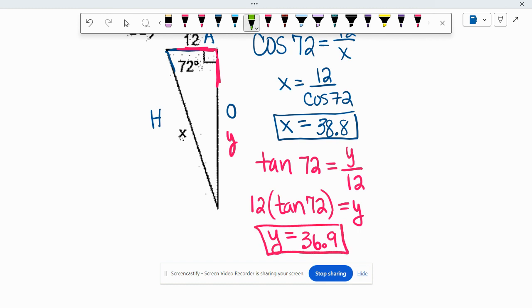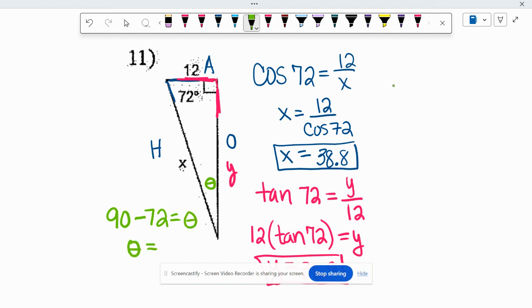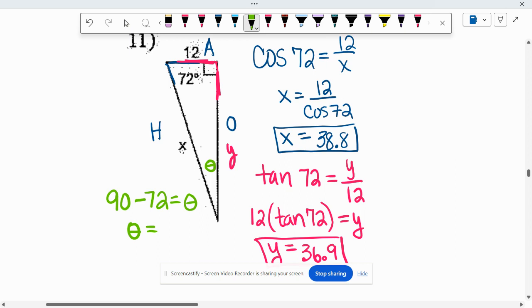Okay. Reagan, I have a question. If I were to label this angle down here theta, because I haven't solved everything, how am I going to find theta? It's a right triangle. What have we been doing up there to find the missing angle? We take 90 minus the angle we know, right? So 90 minus 72 equals theta. What is theta? 18. Perfect. Thank you.